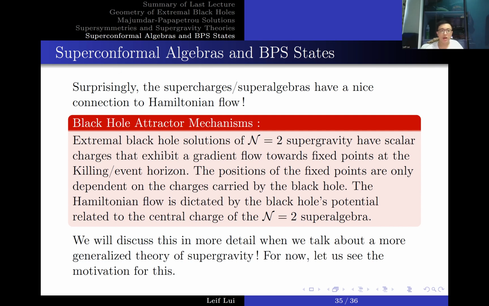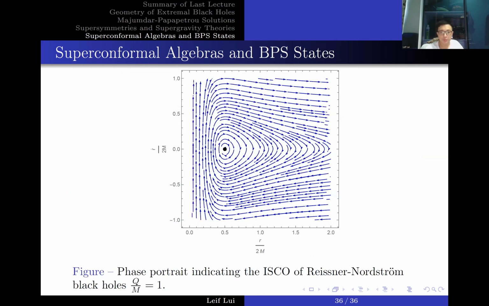So what is this? Extremal black hole solutions of N equals 2 supergravity have a scalar charge that exhibits a gradient flow towards the fixed points at the Killing or event horizons. The positions of these fixed points are only dependent on the charge carried by the black hole. The Hamiltonian flow is dictated by the black hole's potential related to the central charge of the N equals 2 superalgebra. And I will discuss this further when I discuss a more generalized theory of supergravity. For now, let us see the motivation for this.